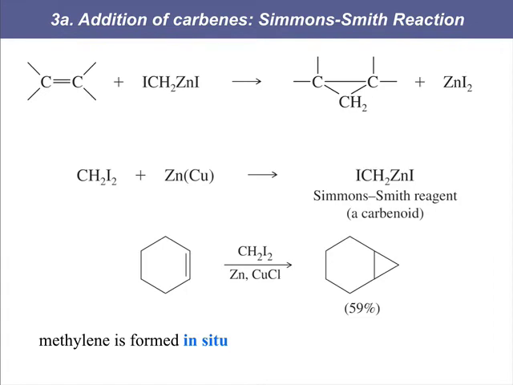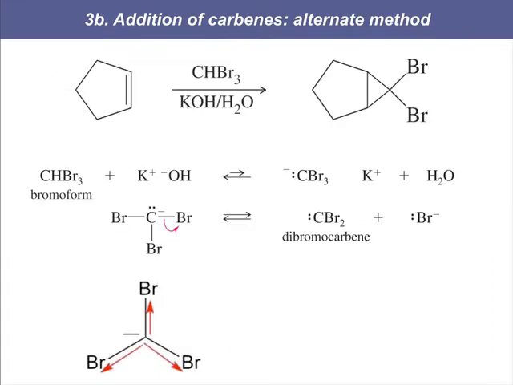There's a parallel version of the carbene addition that not only generates the three-membered ring from our double bond, but generates a three-membered ring with two bromines on it. We start with bromoform, CHBr3, and we use basically a strong base in aqueous solution. In this case, they're showing KOH in water.